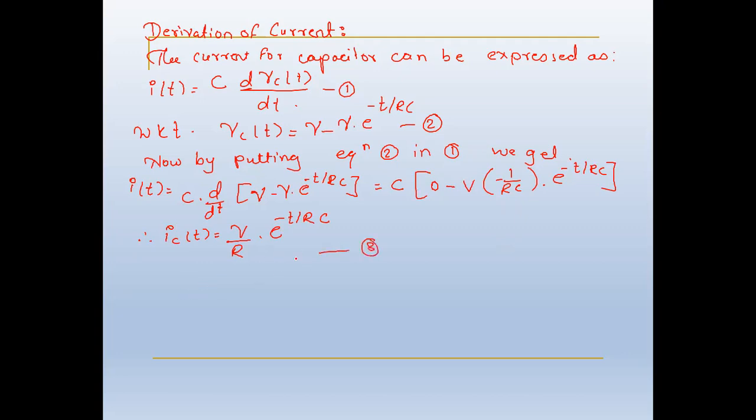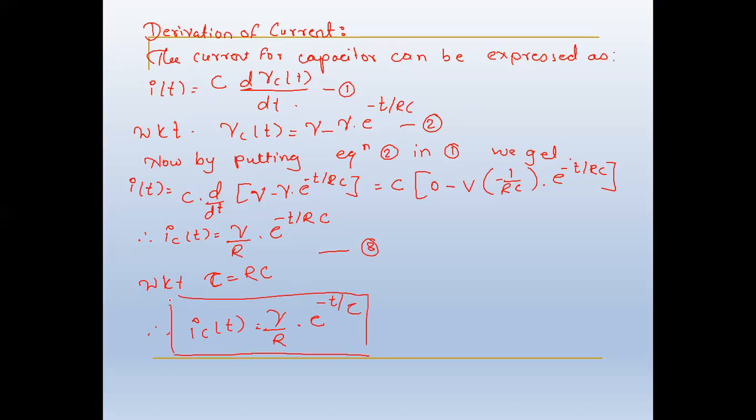We know that tau is the RC time constant. Therefore, tau is equal to RC, and IC(t) will now be V by R into e raised to minus t by tau. This is the derivation of current.